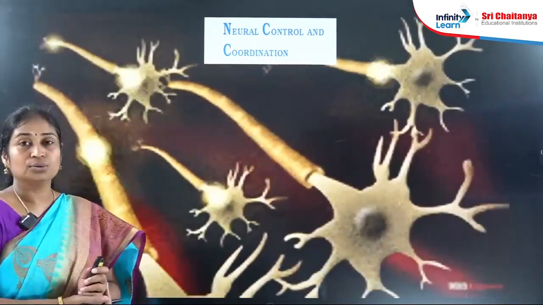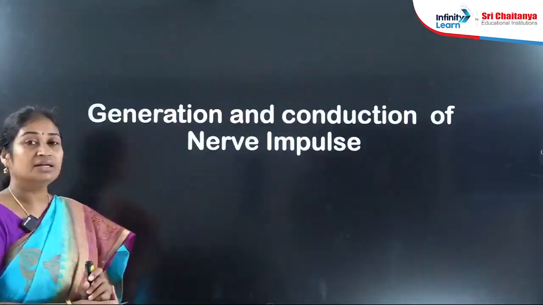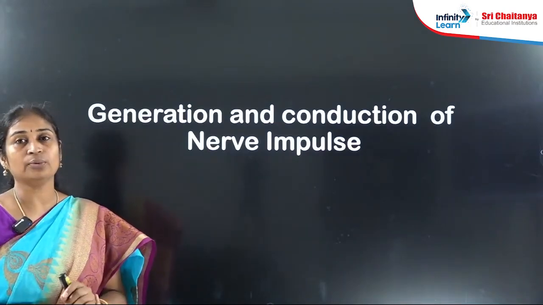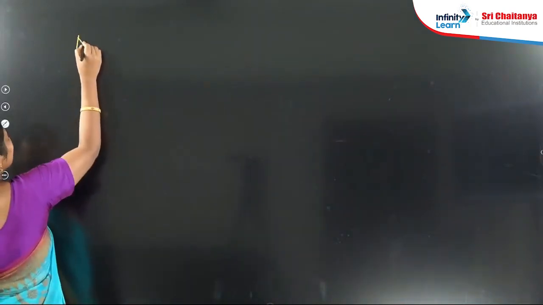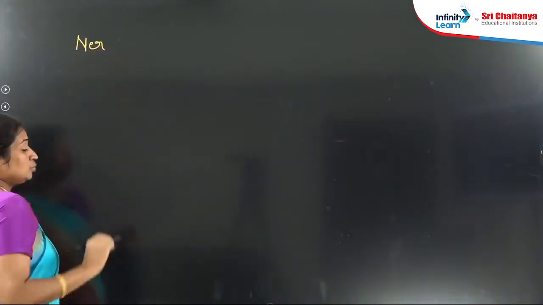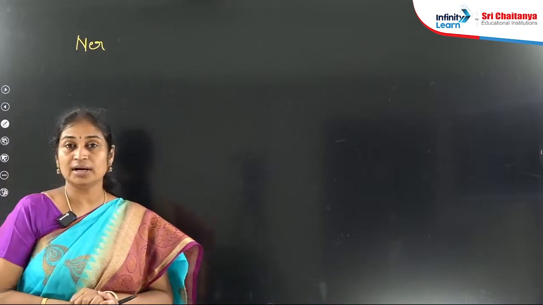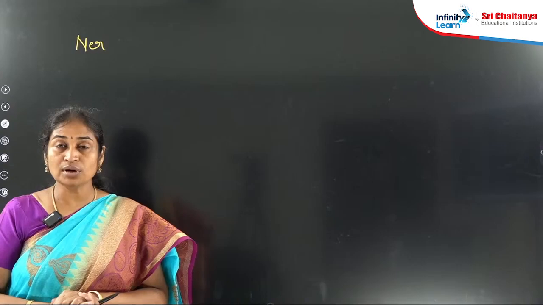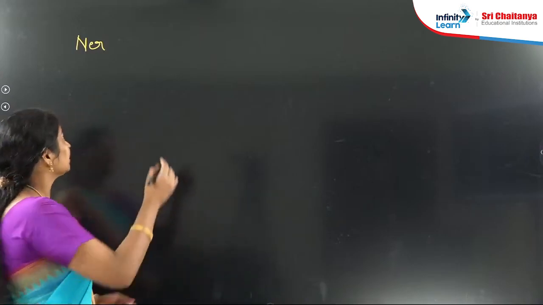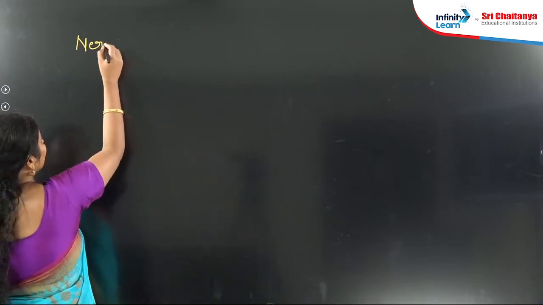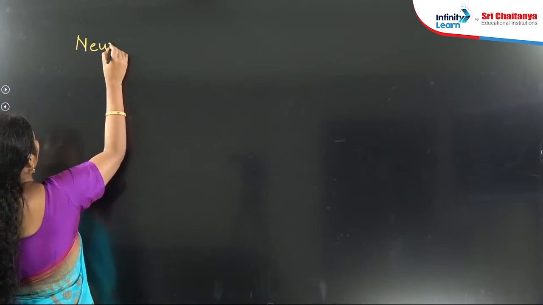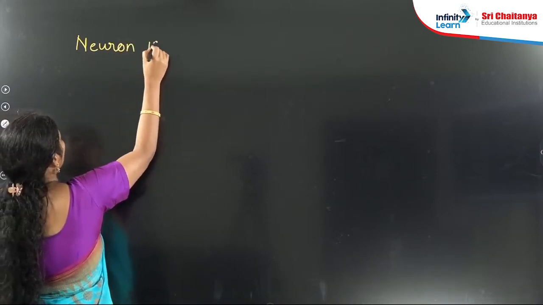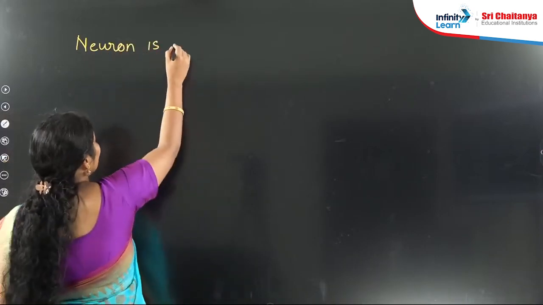Good morning to all. Welcome back. So today our topic is generation and conduction of nerve impulse. First thing is here. In the previous class also we discussed that neural tissue contains two types of cells called neurons as well as neuroglial cells. But the neurons are excitable cells here. So the same point, a neuron is an excitable cell.